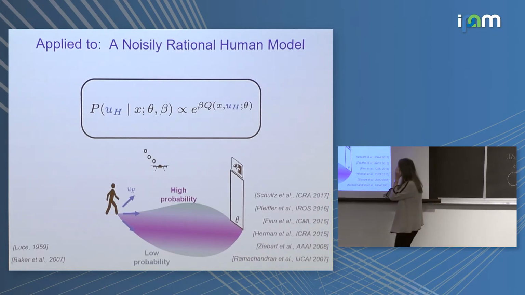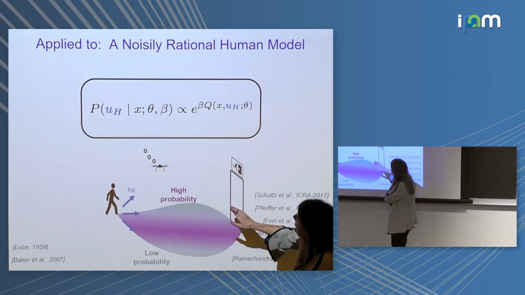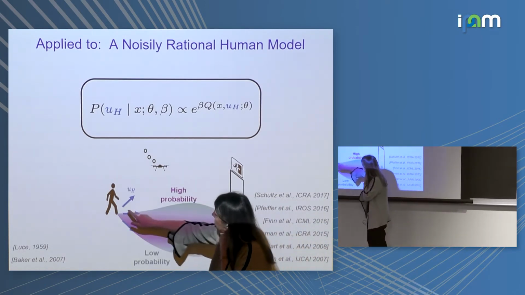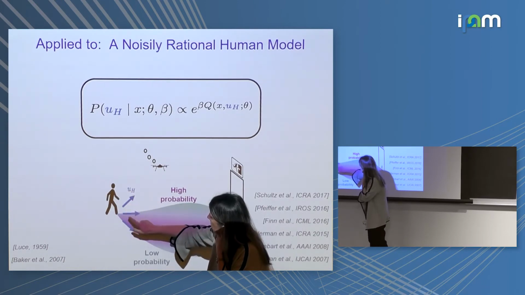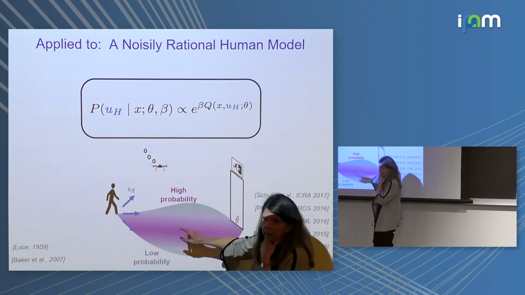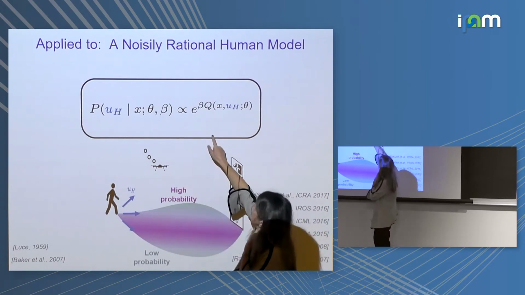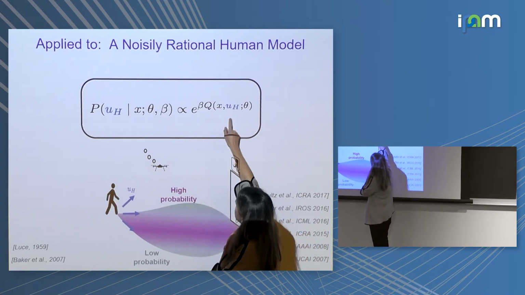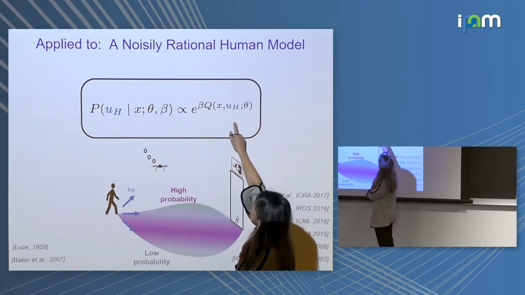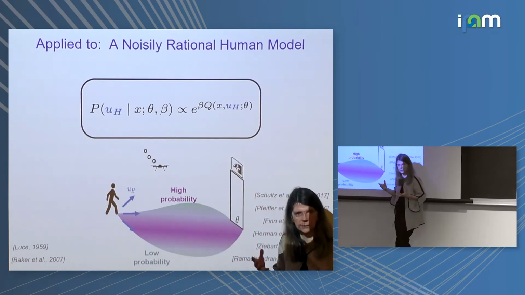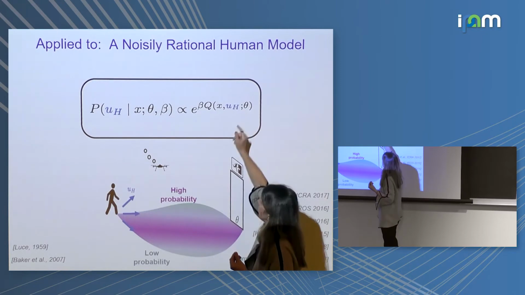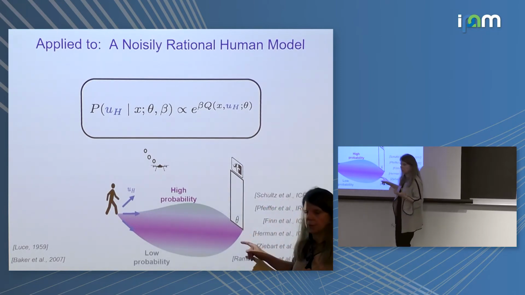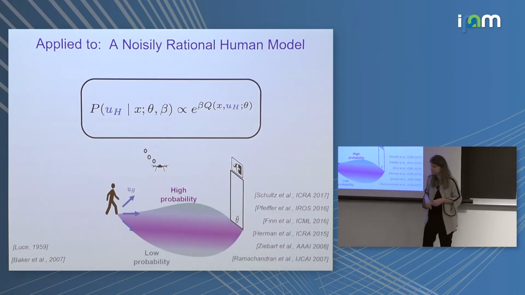And the model basically says that the probability of the human's action, so this is the control action of the human, becomes more likely the more efficient it is for a particular goal. So the Q function here is encoding our value, and the value is a function of a parameter theta, where theta measures the goals.